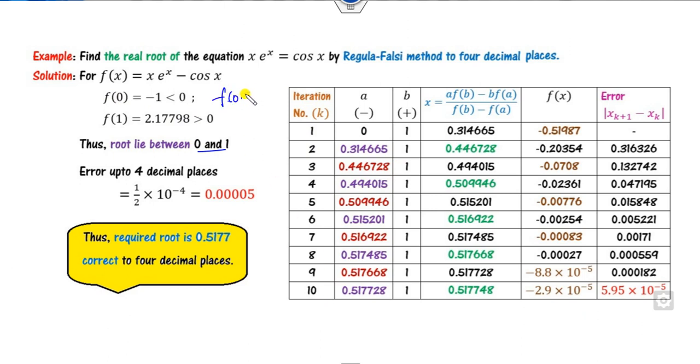If you take 0.5, you can see again it's negative. Then instead of 0 and 1, you can take the interval 0.5 and 1, and you can see within 3 to 4 iterations you will get the right answer in a very simple manner. So that's the simple way you can solve this problem. I hope you can simply remember this Regula Falsi method in a very nice manner.